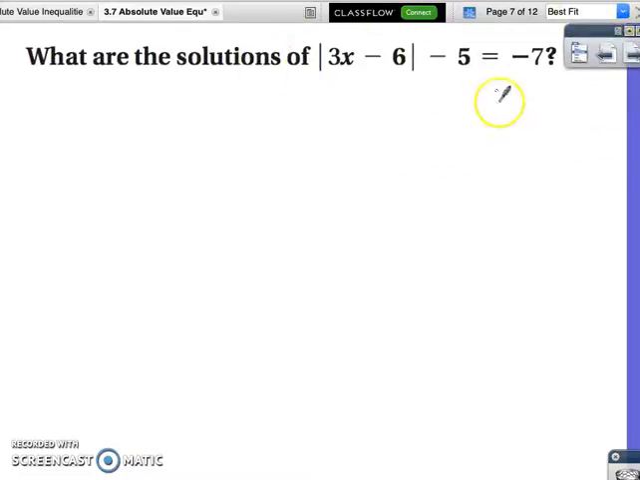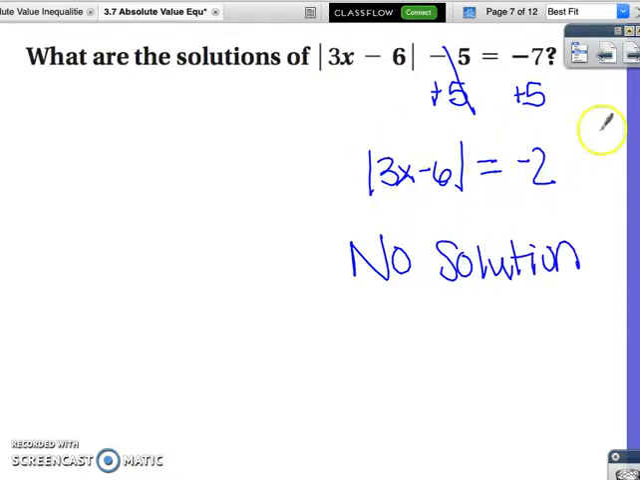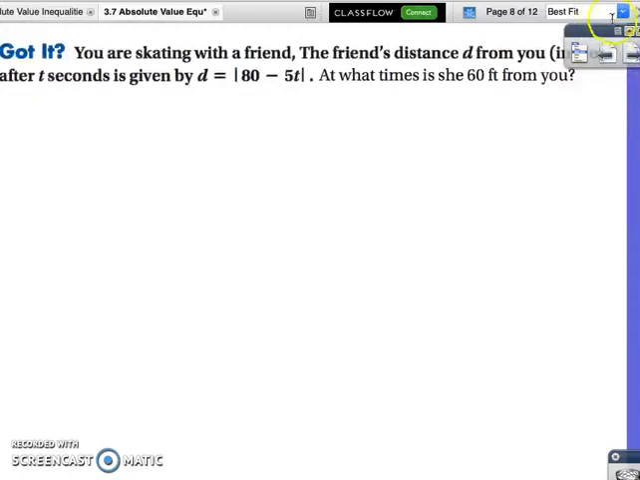Here again, you want to get the absolute value by itself. So I need to add 5 to both sides. I have the absolute value of 3x minus 6 left on this side. This goes away, equals, and this gets negative 2. An absolute value can never equal a negative, so I'm going to stop right there, and it's no solution. Never can I have an absolute value be equal to a negative.